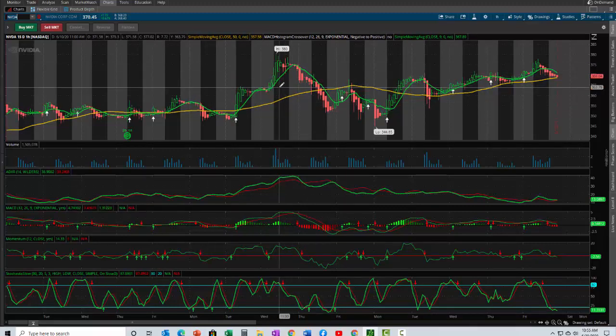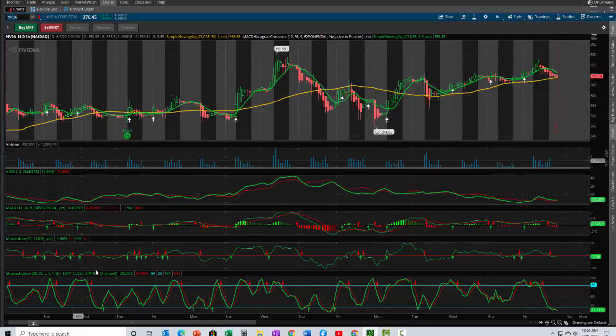Any momentum stock, you have to be really paying attention to not being greedy. There's a lot of money to be made, and you're going to leave a lot of money on the table, and that's okay. There's plenty of setups, and actually here is a better setup and a lower entry.